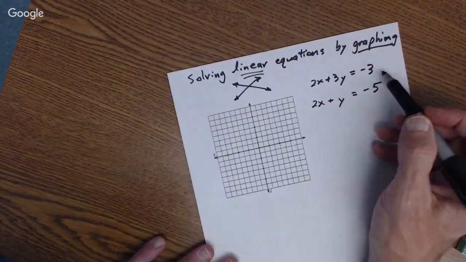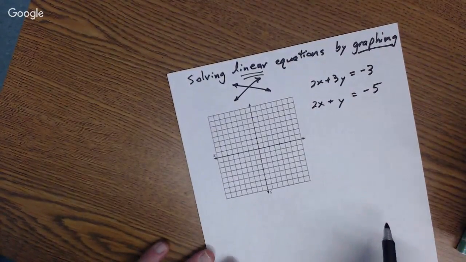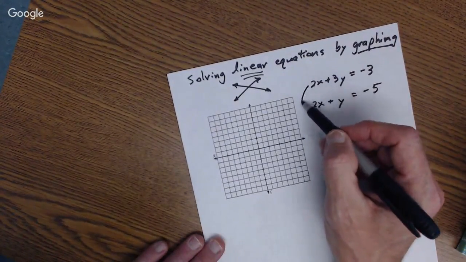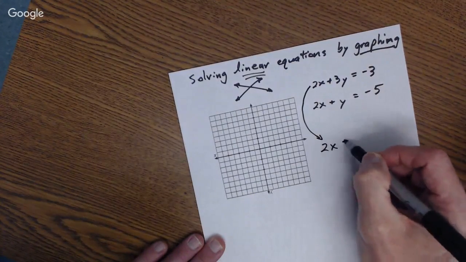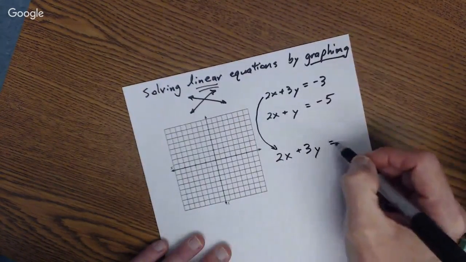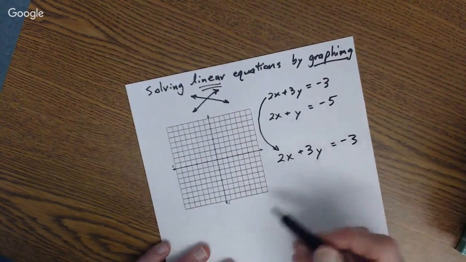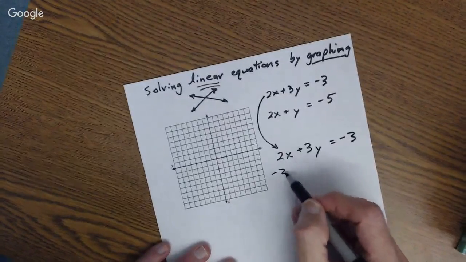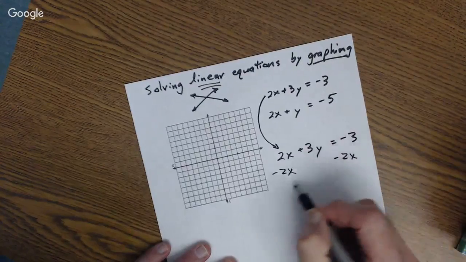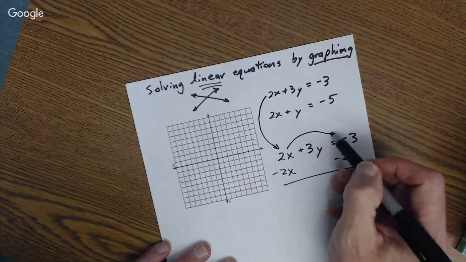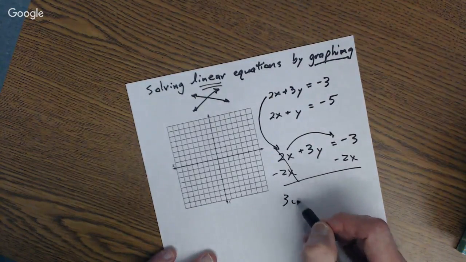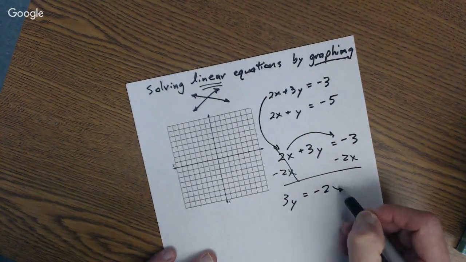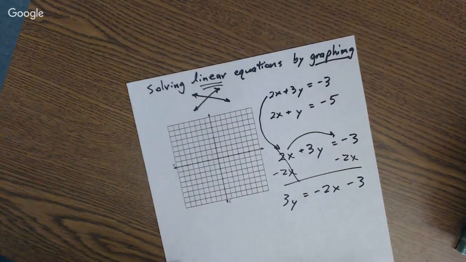So the way we're going to do it is we're going to graph it, and I'm going to put it in slope-intercept form. So I'm going to take this 2x plus 3y equal to -3. And I'm going to put it in slope-intercept form by taking 2x to the other side. So I'm going to bring the 2x over to this side. So I'm going to subtract 2x on both sides, and I get 3y equals -2x minus 3.